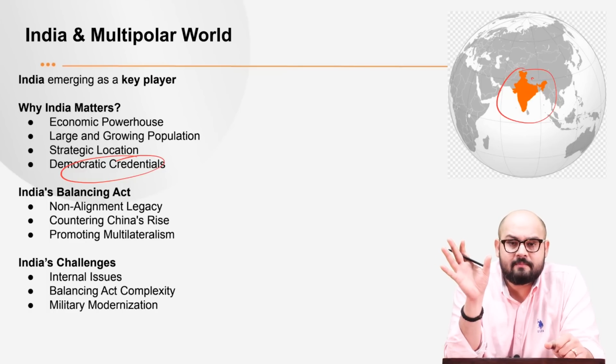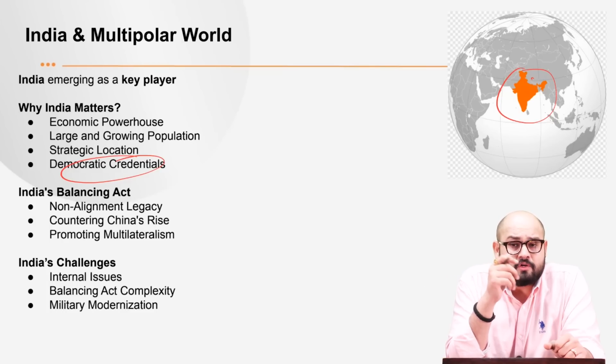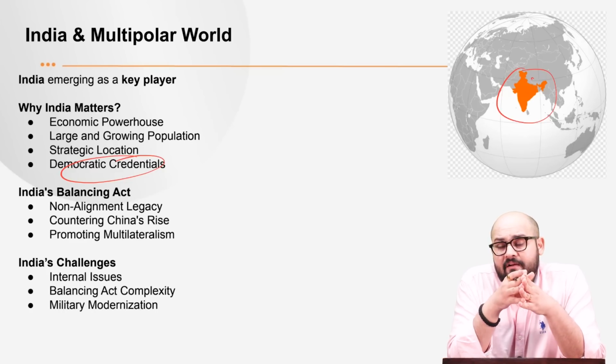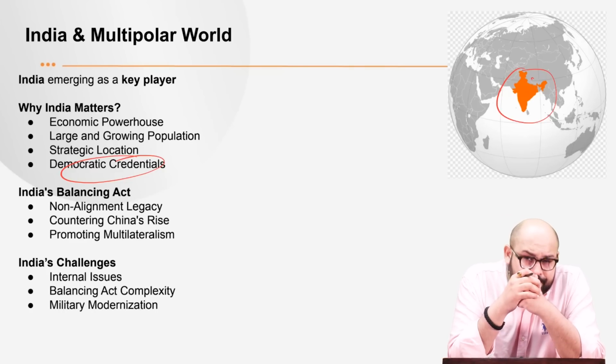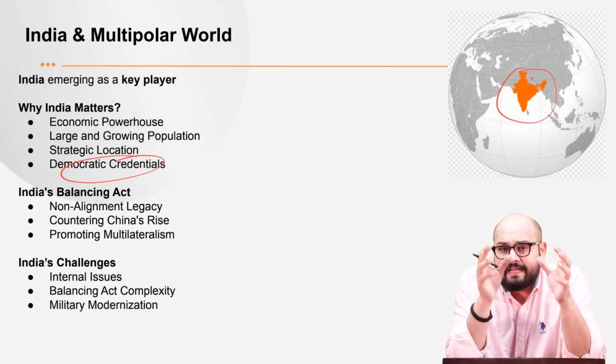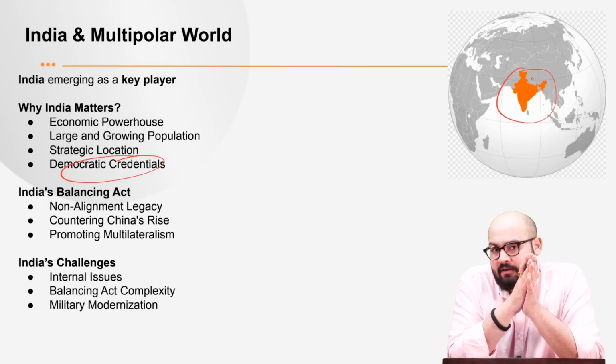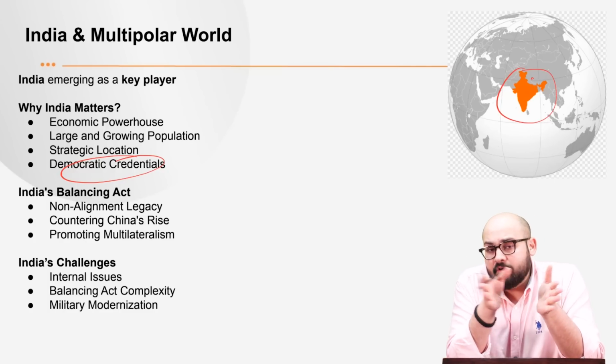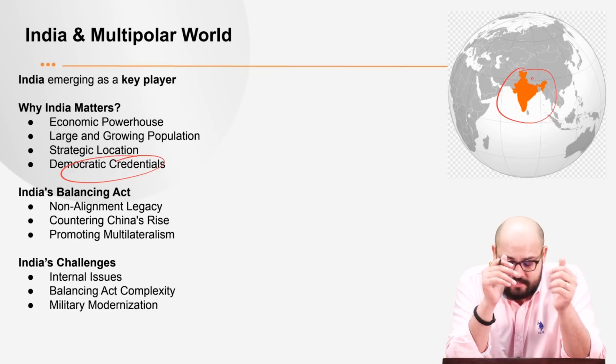Next is democratic credentials. India is the largest democracy, and we recently witnessed general elections in which the most number of people on the planet in a single country participated, right? So what we see is that India can act as a model for other countries when it comes to democratic traditions and the peaceful transition of power, right?